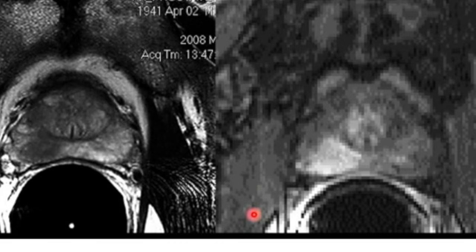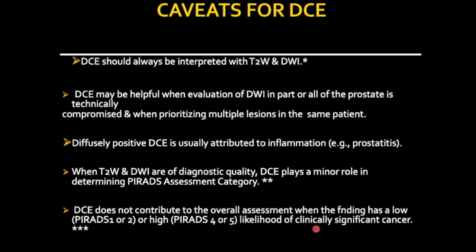But if you get focal enhancement that is contemporaneous with or earlier than the surrounding tissue enhancement, corresponding to a suspicious lesion on T2 weighted images or diffusion weighted images, those go to PI-RADS positive. So what are the caveats for this? It should always be interpreted, as I said, with T2W and DWI images. None of these sequences have to be taken in a silo. They have to be all considered together.